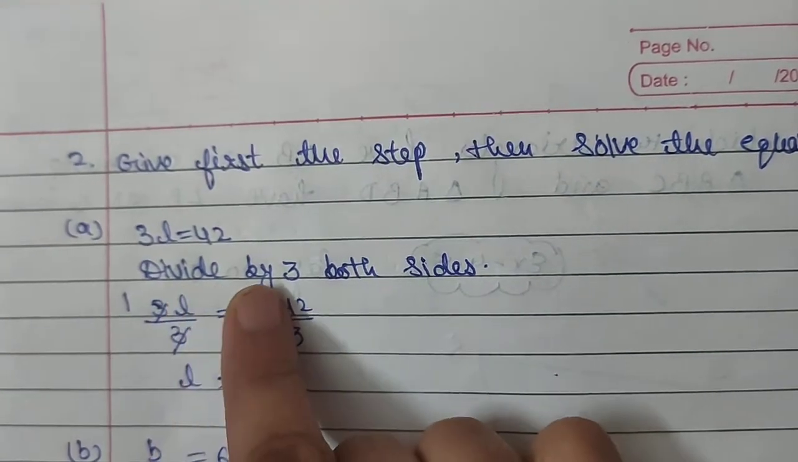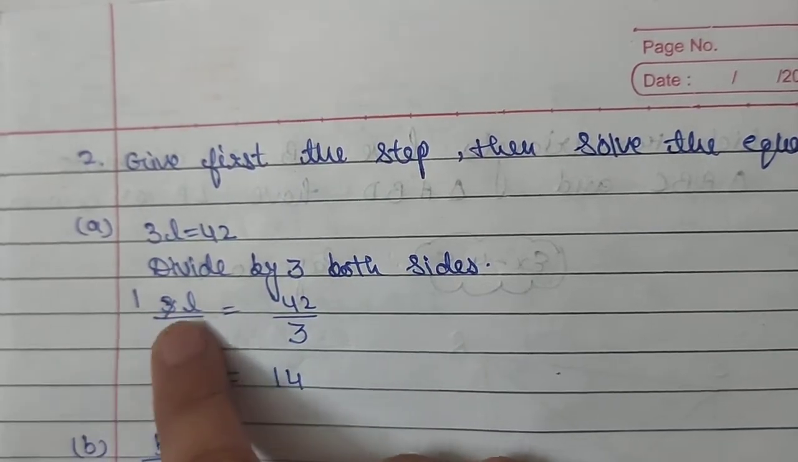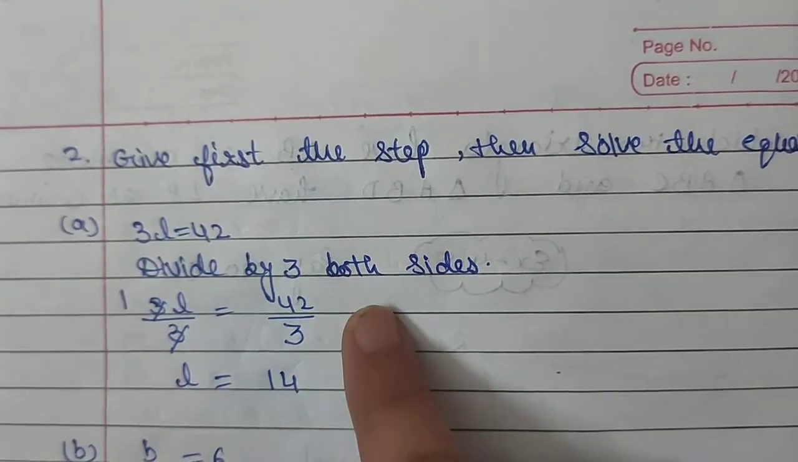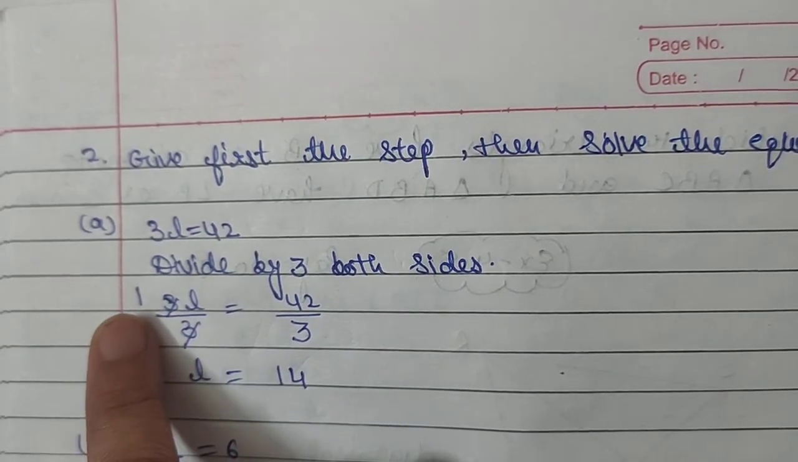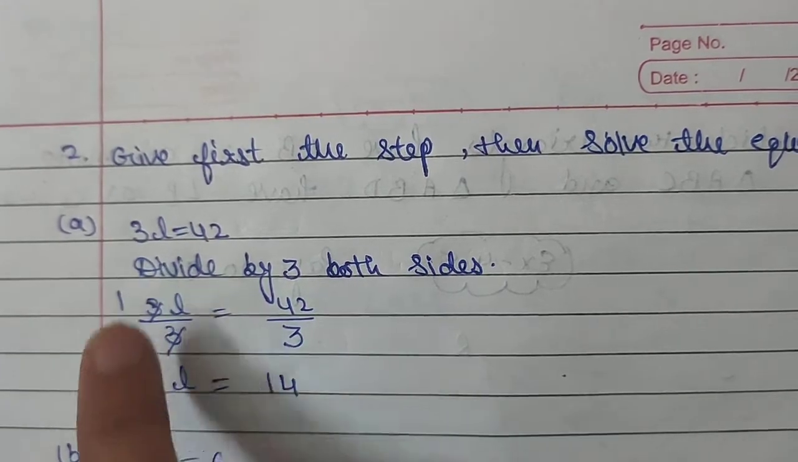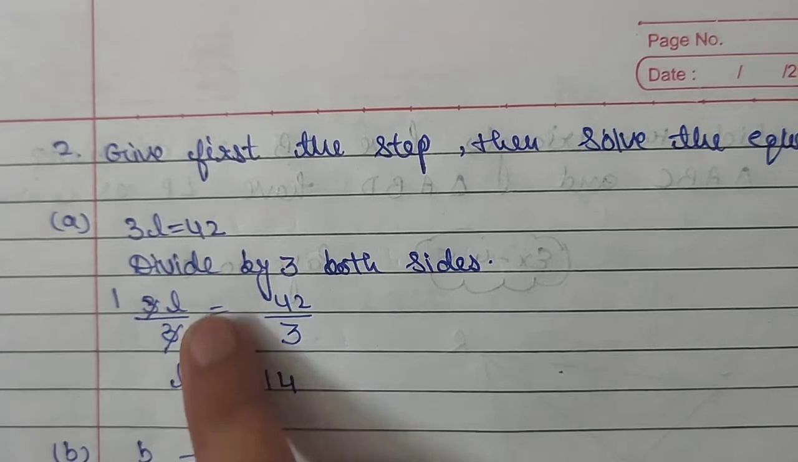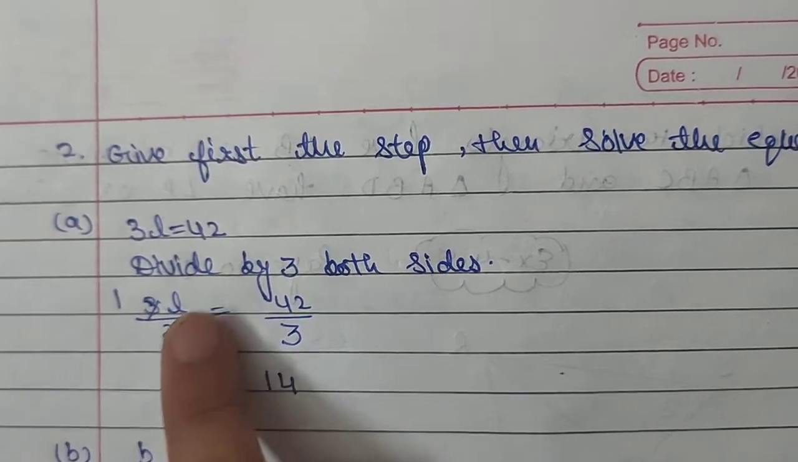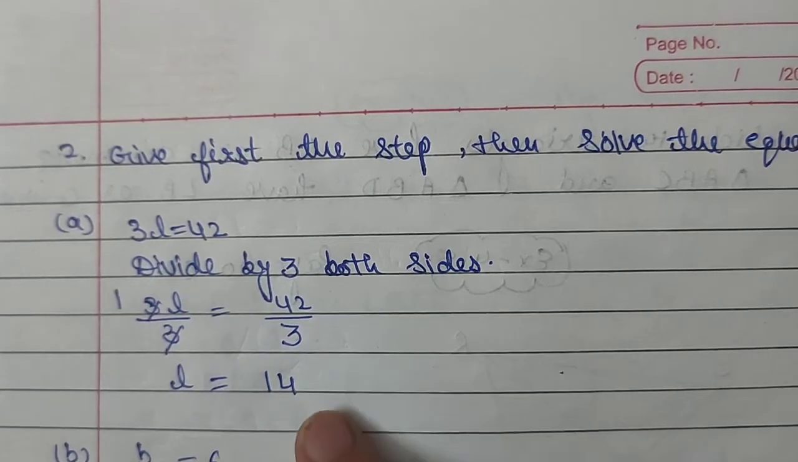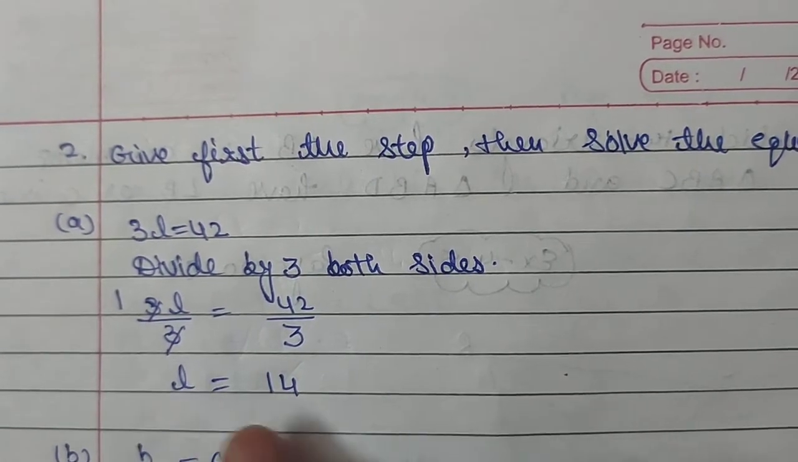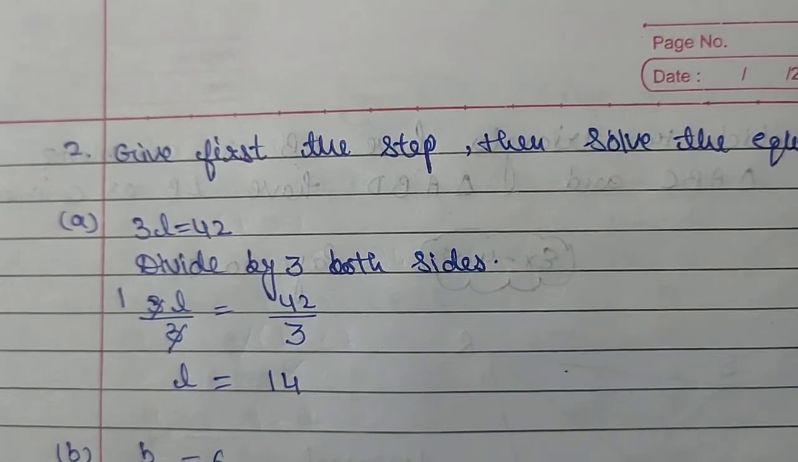So divide by 3 both the sides. So 3L divided by 3. Here is 42 divided by 3. Now 3 ones are 3. So here we can remove this 3 because we want the value of variable. So value of variable is only when you will get when there is no number. So here is only L left. Now 42 divided by 3 is 14. So the value of L is 14. So in this way you can solve the equation.